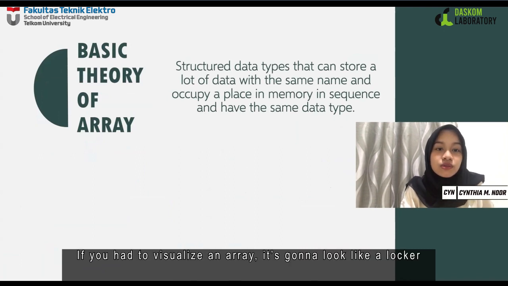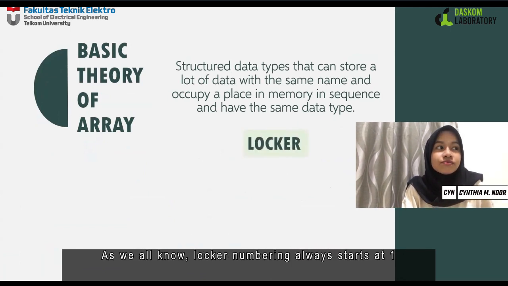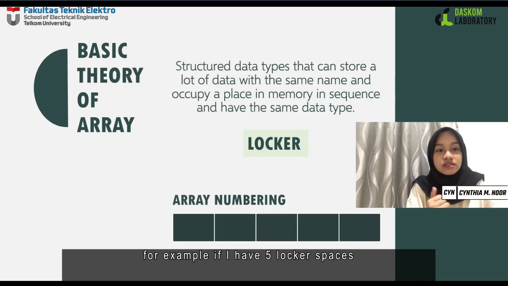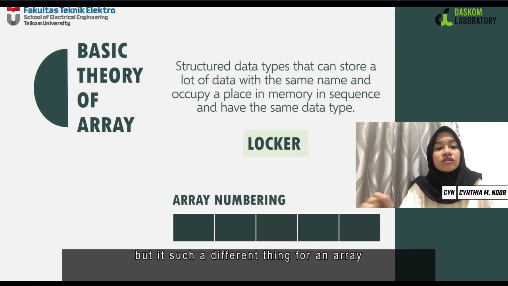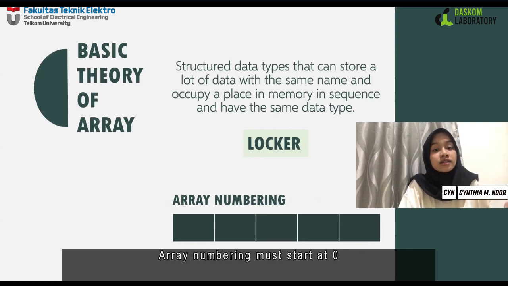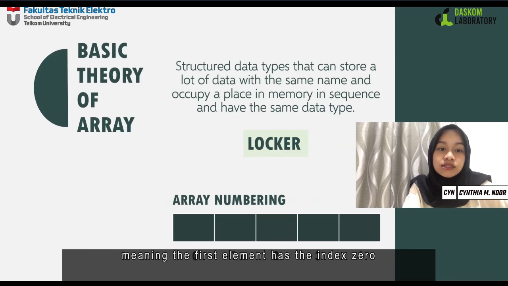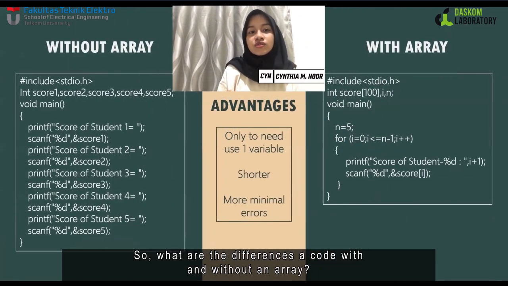If you had to visualize an array, it's going to look like a locker, but there is a difference between the two of them. As we know, locker numbering always starts at 1, right? For example, if I have 5 locker spaces, we will count from 1 to 5, but it's a different thing for an array. Array numbering must start at 0, and that's the reason why arrays are always 0-based, meaning the first element has the index 0.